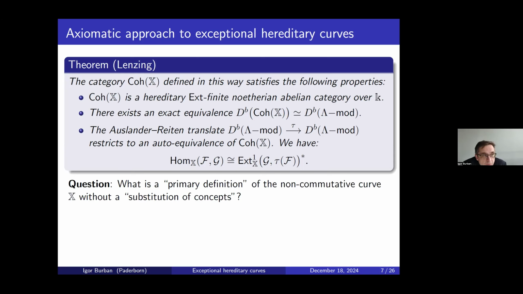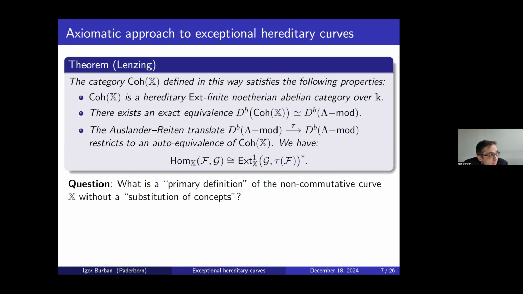However, I must say I was never happy with an approach like this, because it's a bit of a philosophical question, a question of taste, what is primary and what is secondary. So if we accept that hereditary algebras or canonical algebras deserve to be viewed as a primary object, then it is a possible point of view, but the resulting theory misses geometry, and it is therefore not so easy to digest.